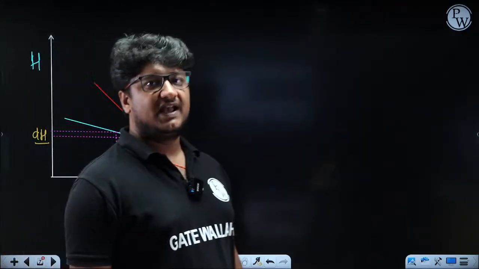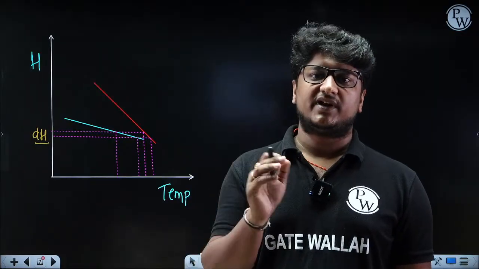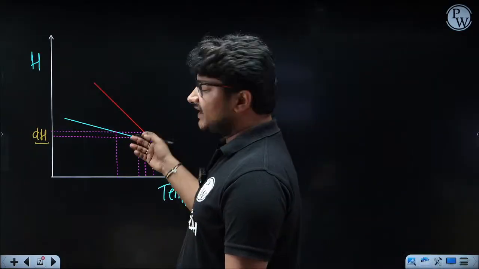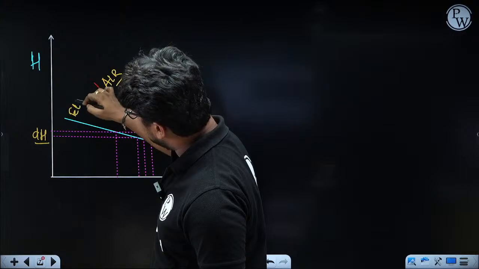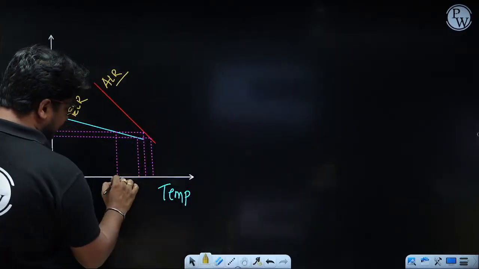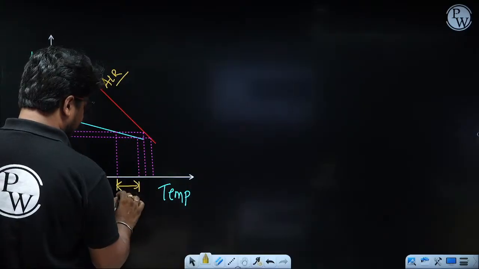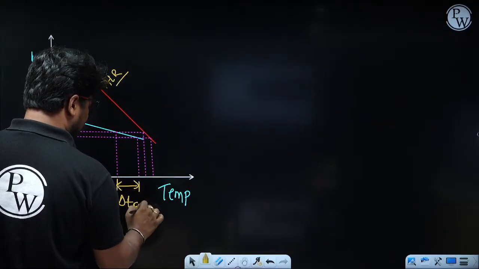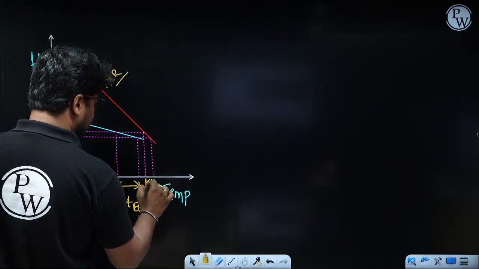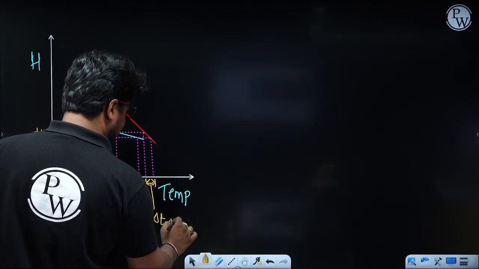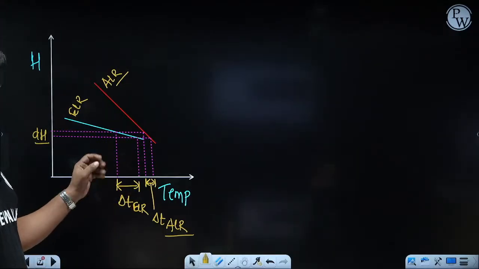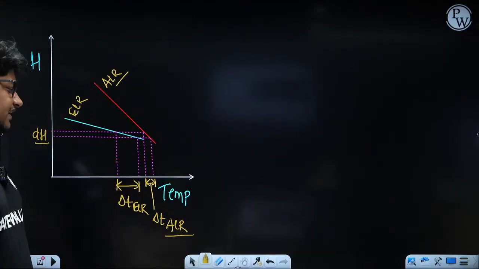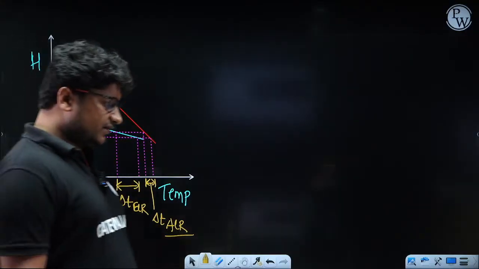Sir, why the same height change? At least one thing you will take as the same, right? Then only you can compare between ELR and ALR. So this is the ALR data and this is the ELR. Simply you can see here that for the same height change, the change in temperature for ELR is more compared to the change in temperature for ALR. So delta T ELR is more compared to delta T ALR. Is that clear to all of you, my dear?